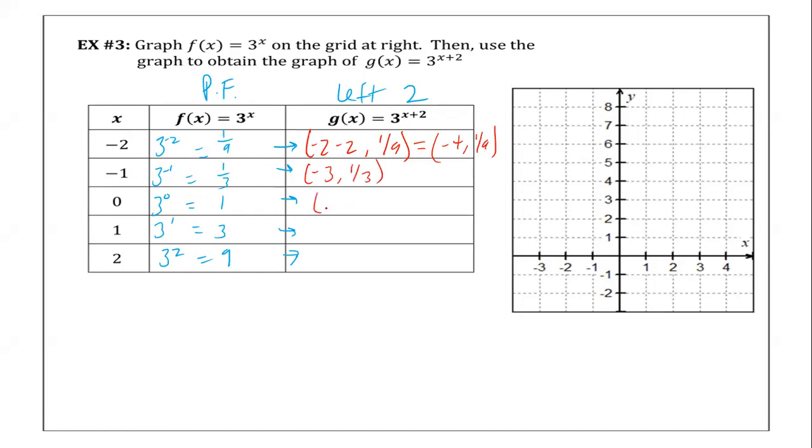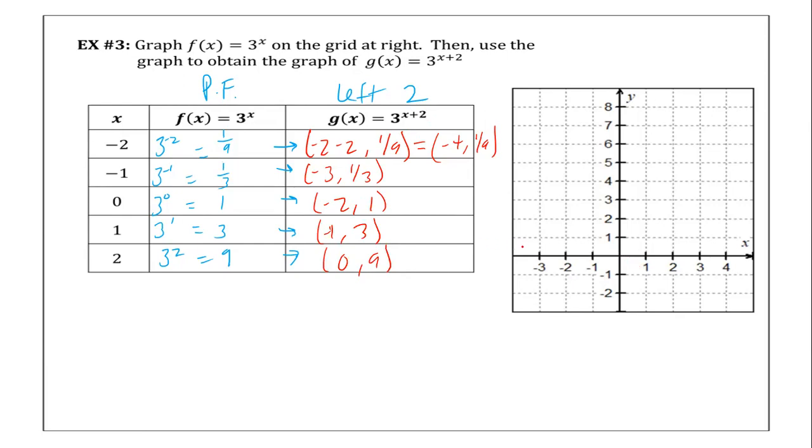What's going to happen here? I'm going to be at negative 2, comma 1. Then I'm going to be at negative 1, comma 3, and then I'm going to be at 0, comma 9. Okay? Your y values stay the same because the only effect you have here is on the x. You're literally just taking your parent function and shuffling it.